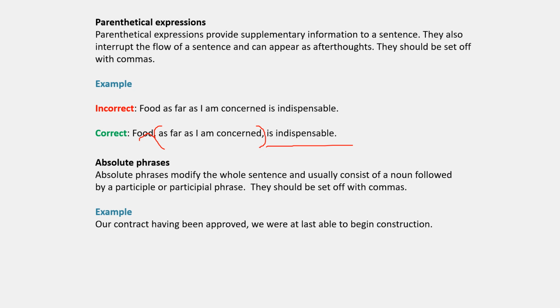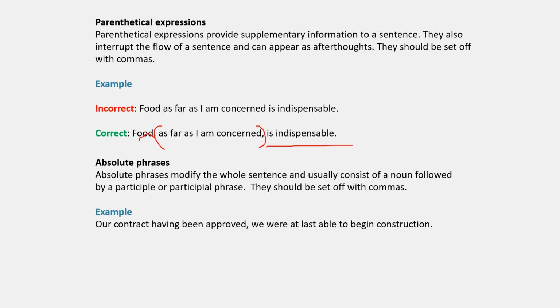So let's talk about absolute phrases. Absolute phrases modify the whole sentence and usually consist of a noun followed by a participle or participial phrase. They should also be set off with commas. For example, our contract having been approved, we were at last able to begin construction.